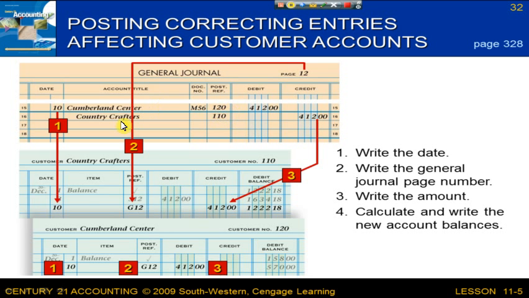We'll go to the Country Crafters ledger. We write the date of the 10th. Where did the information come from? It is General 12. This is a credit of $412. You'll see here's our incorrect entry. Yes, it would have been easy to erase it, but we want to show that paper trail. So we're going to put a credit of $412. We had a debit. Now we have a credit, so we're going to subtract. So their balance that they actually owe us is $1,222.18. That is how to correct an entry that you did wrong.